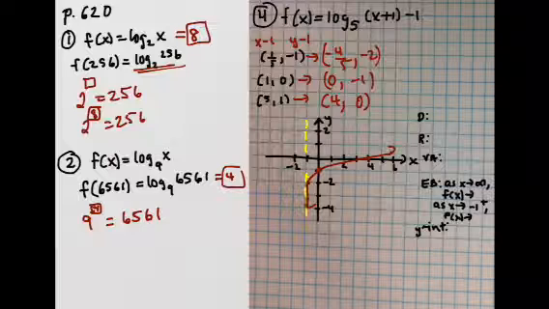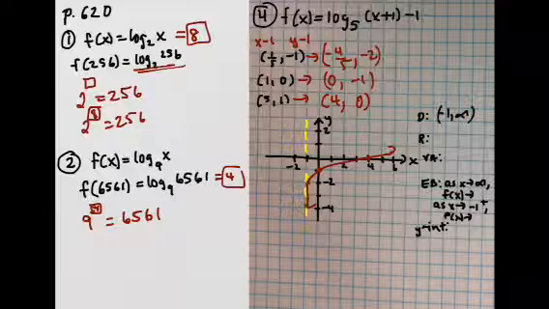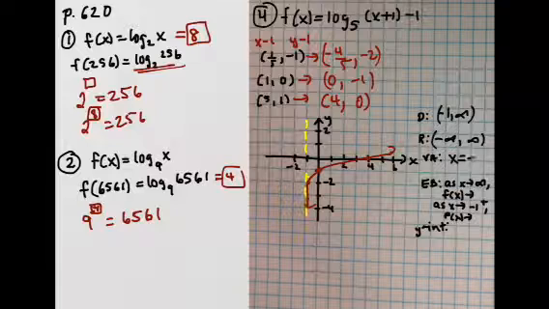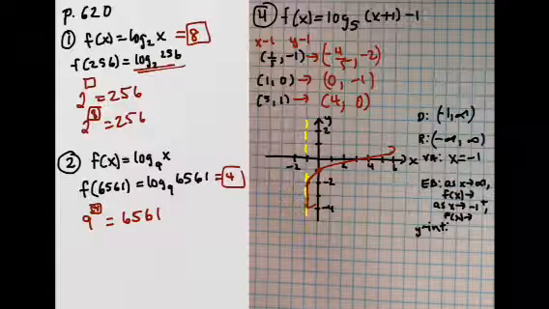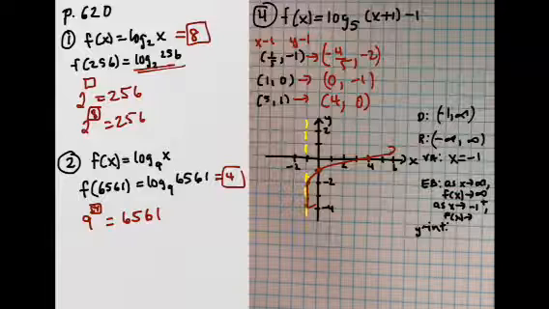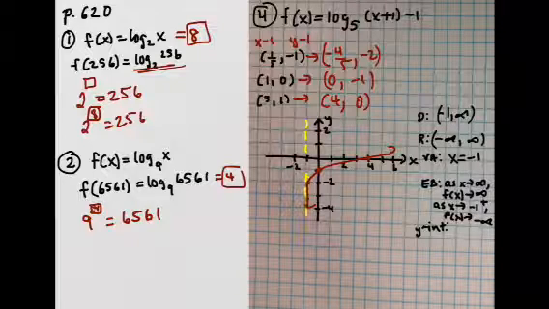So the domain would be all x values greater than negative 1. The range is all reals. The vertical asymptote is x equals negative 1. And for end behavior, as x gets bigger, f of x also gets bigger. And as x approaches negative 1 from the right, the graph goes down, so it's negative infinity. The y-intercept is 0, negative 1.